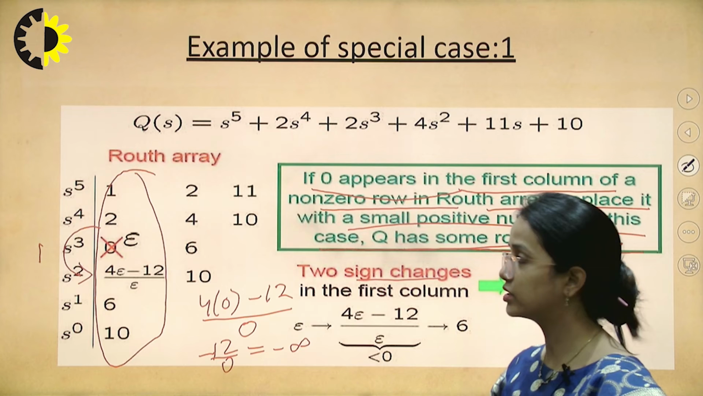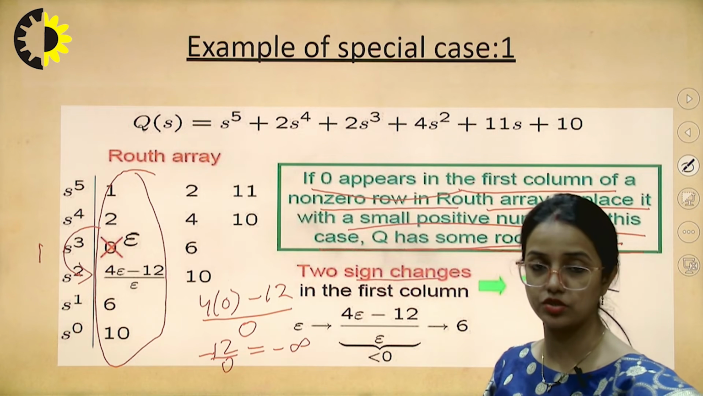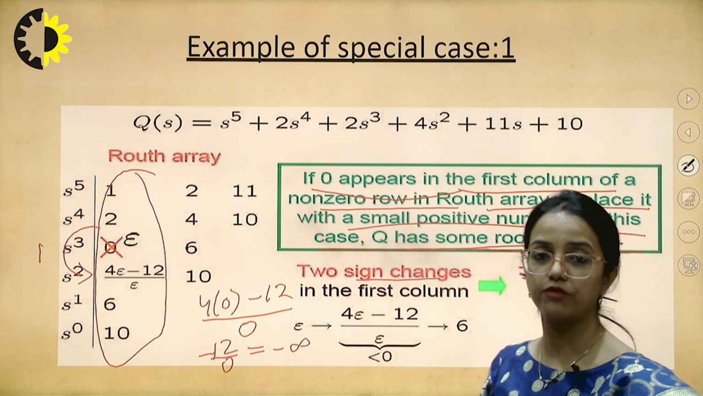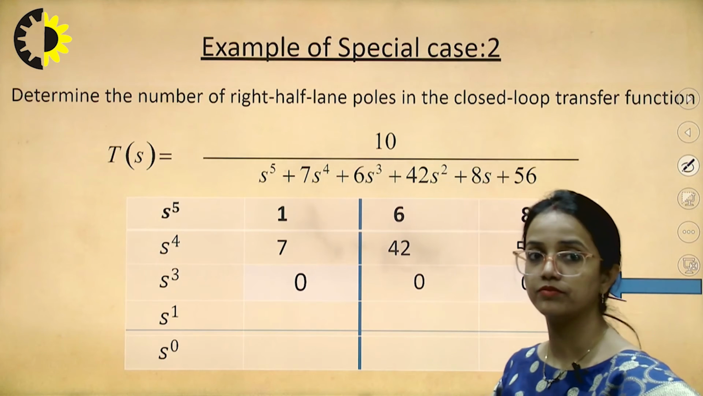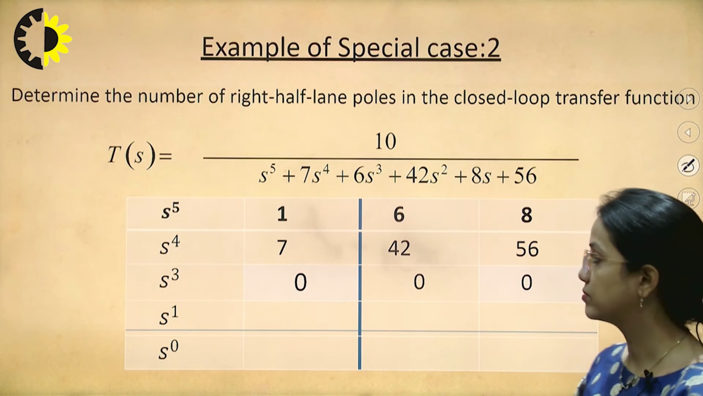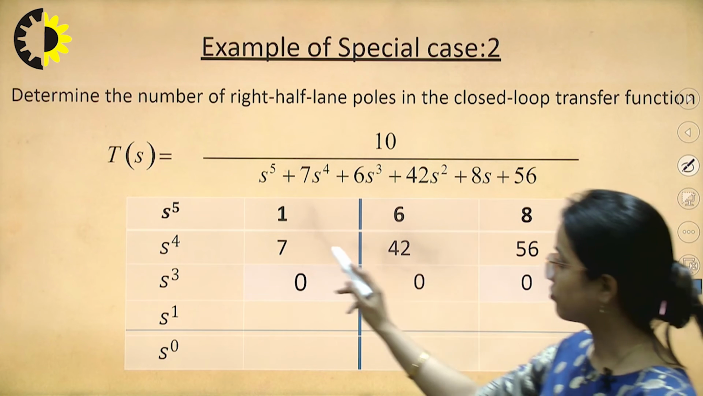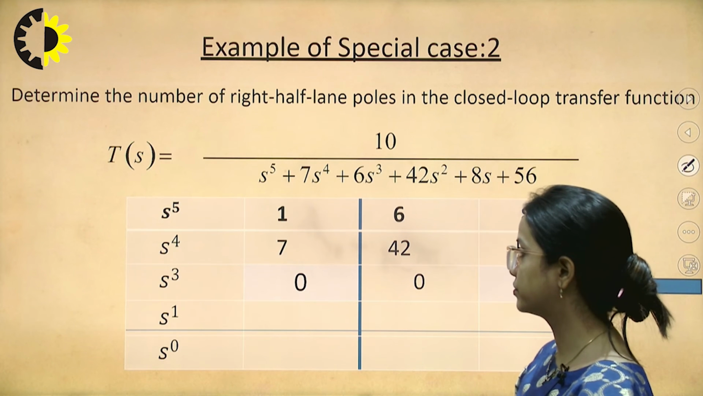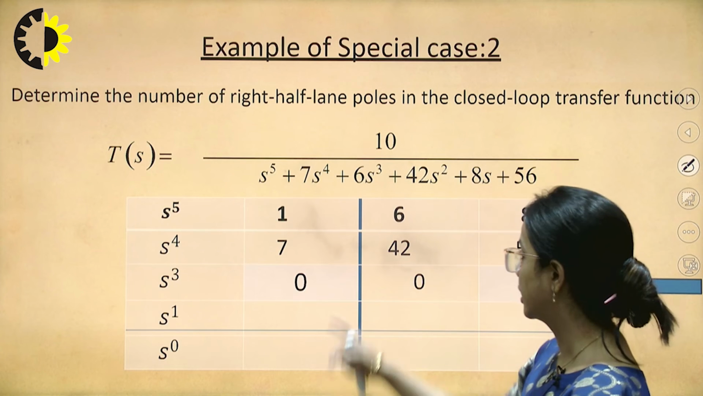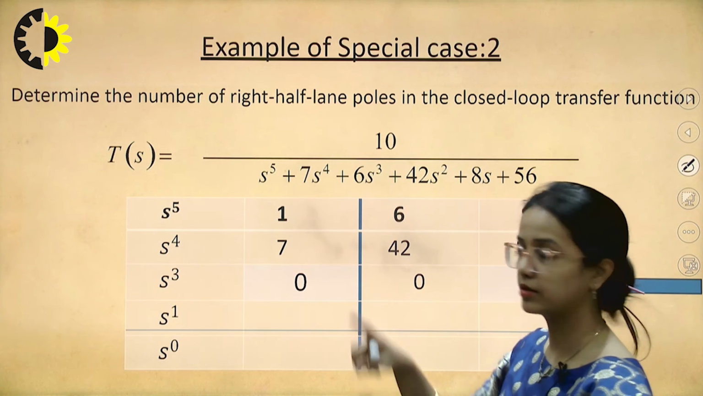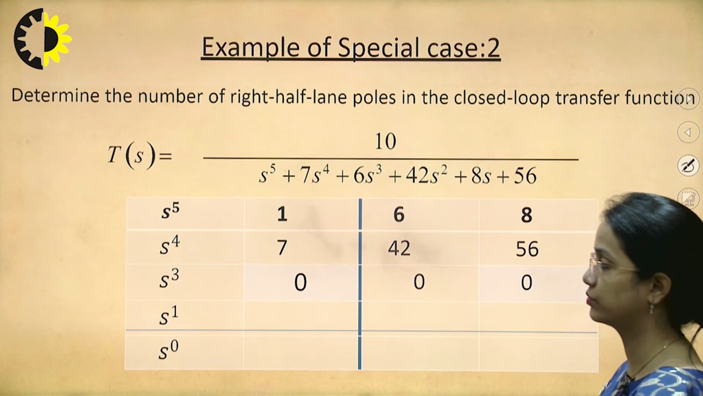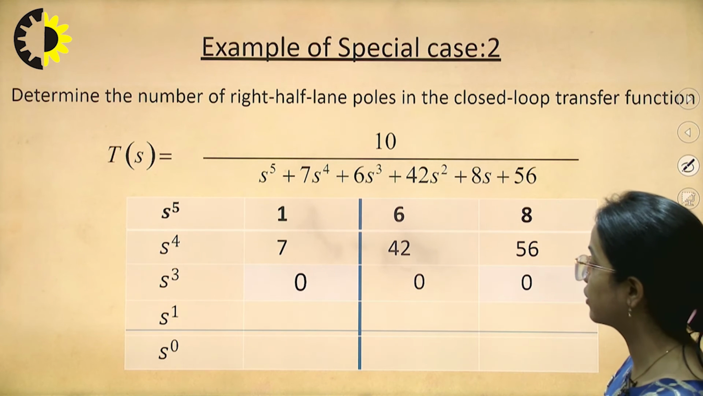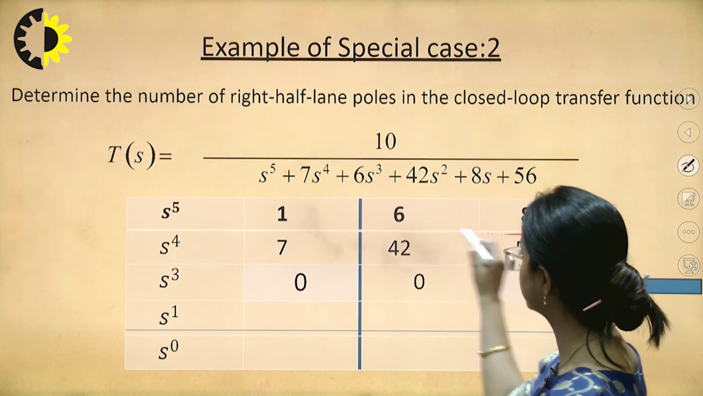We don't have to stop when the first element of the first column comes out to be 0. We don't have to stop. We have to handle it with the help of zeta. Same is the example here. Here also we can see that 7 into 6 is 42, minus 42 coming out to be 0. 7 into 8 is 56, minus 56 coming out to be 0. So what will happen here? What are we going to do now? We will use this equation.